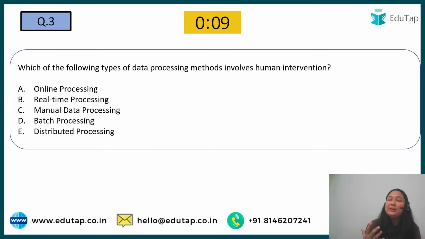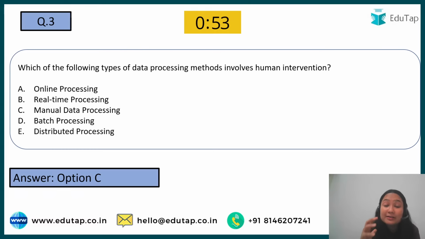Whenever we are doing something manually, we are doing it by our own self. So when we are talking about manual data processing, rather than writing 3 plus 1 and the computer doing 4, we are just writing 4. As a result, there is a huge scope of making mistakes. We can make a lot of errors.